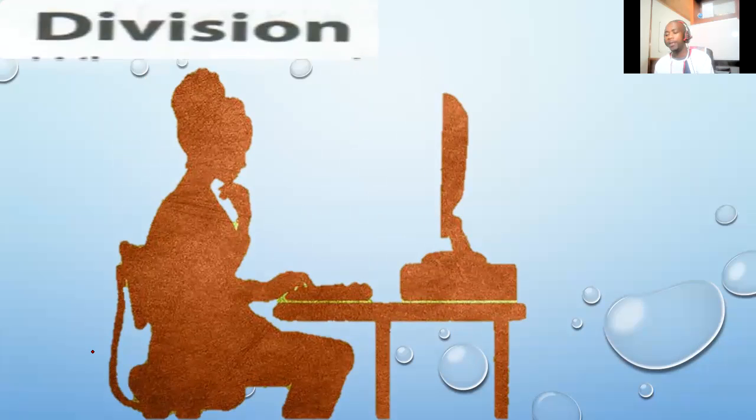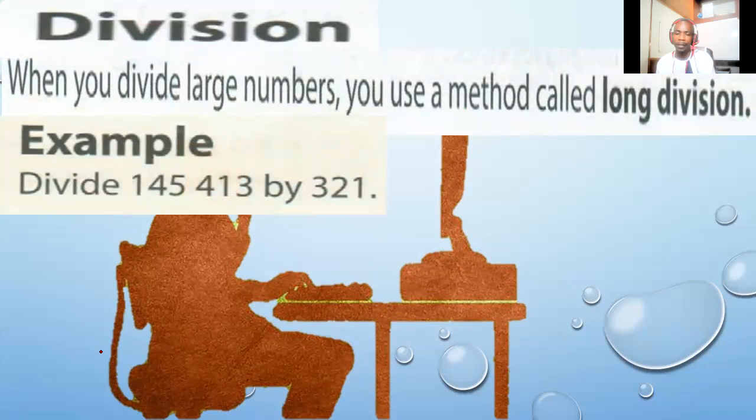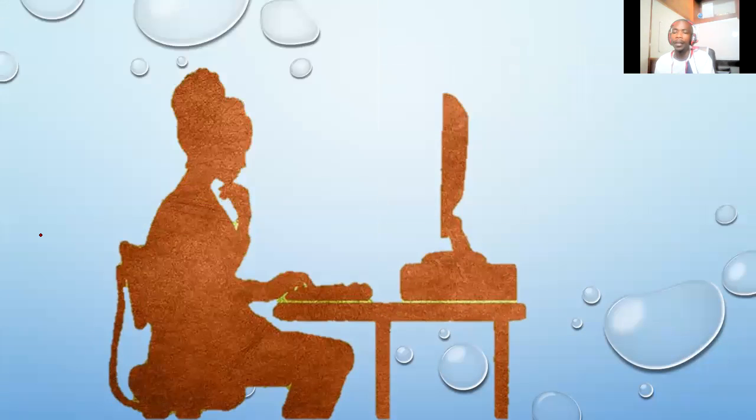Now let's look at division. The long division we are going to use, we use it also when we are dealing with large numbers. We are presented here with an example of 145,413 divided by 321. Okay.